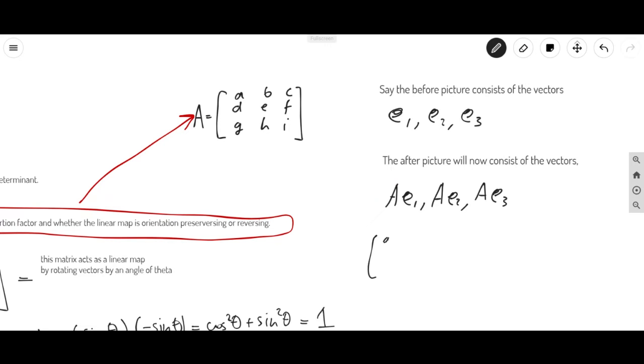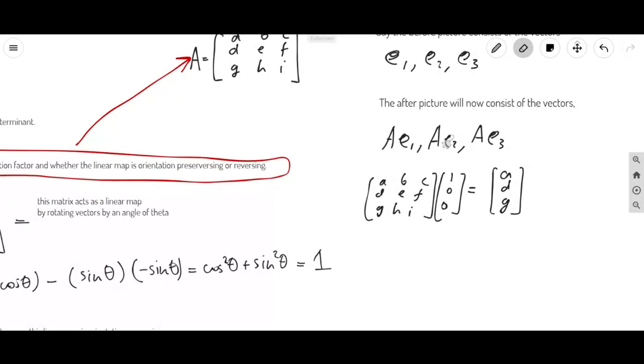If you do A, which is A, B, C, D, E, F, G, H, I, and you apply it to the first basis vector, look at what you're going to get if you do that. So this is 1, 0, 0. If you do the multiplication, you just get the first column of the matrix. Okay? And likewise, the same thing happens with these ones. So what we're saying is that this over here is really the first column of the matrix. This is the second column of the matrix. And this is the third column of the matrix.